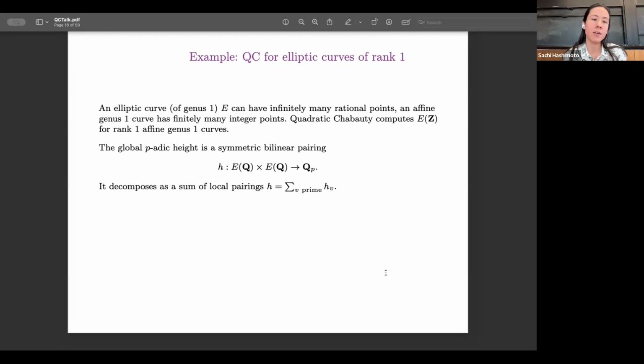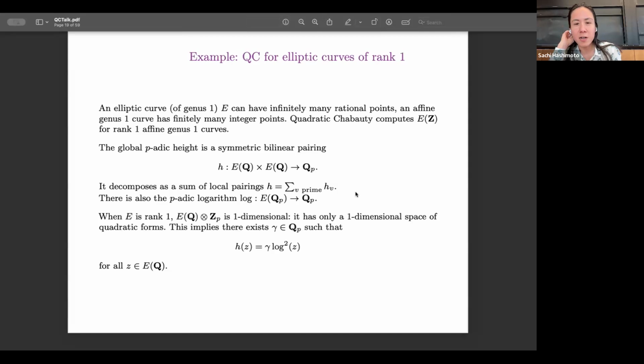So there's something called a global p-adic height. And what it is, roughly, is a symmetric bilinear pairing on my rational points that spits out a Q_p number, and that's why it's p-adic. But of course, it's also global. So what do I mean by global? Well, roughly, I just mean that it decomposes as a sum of local heights, one for each prime v.